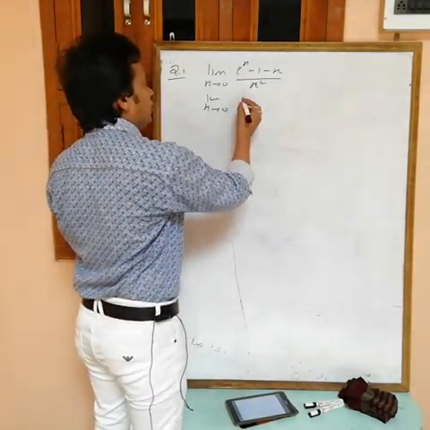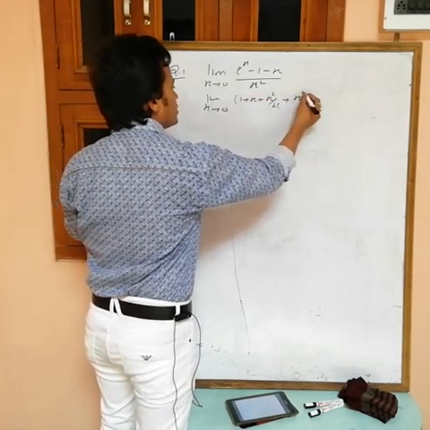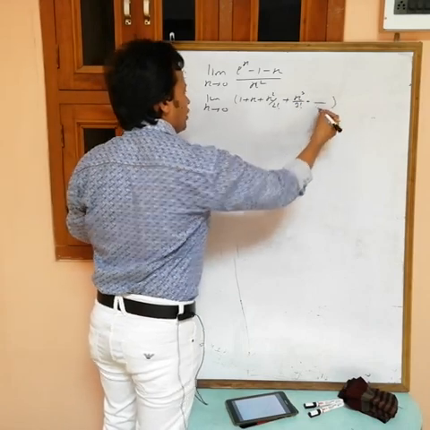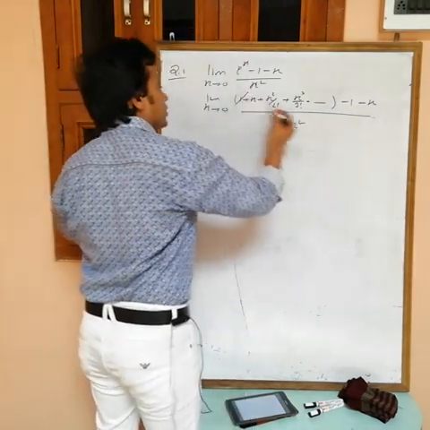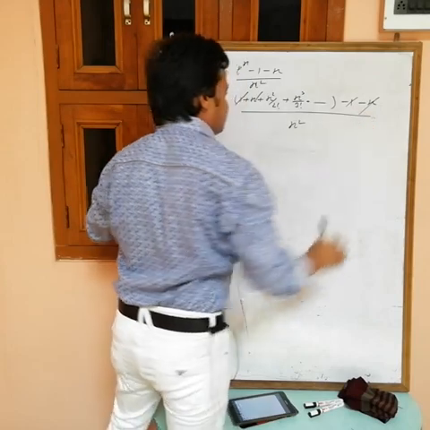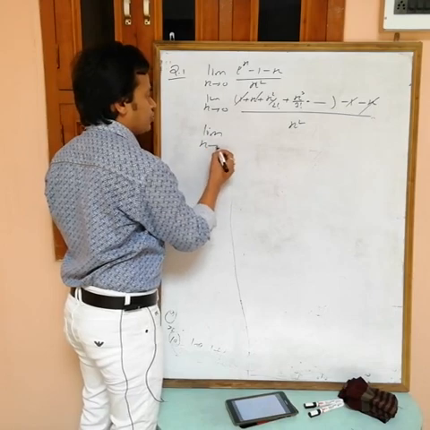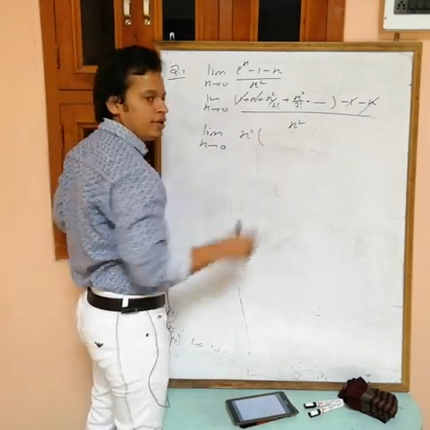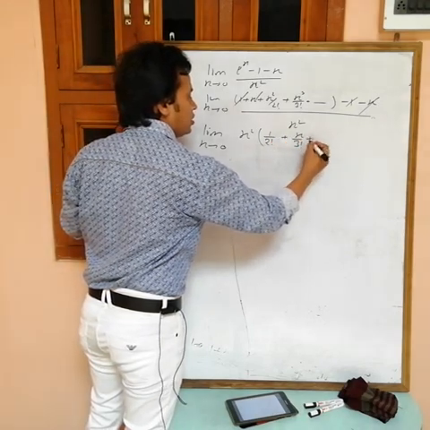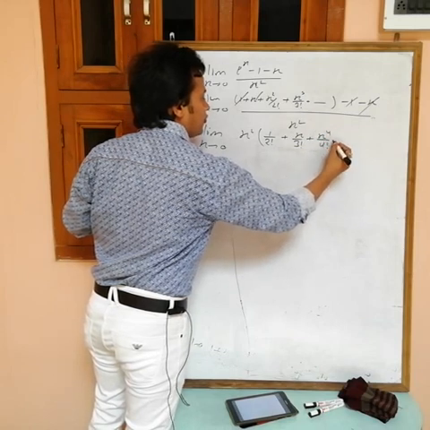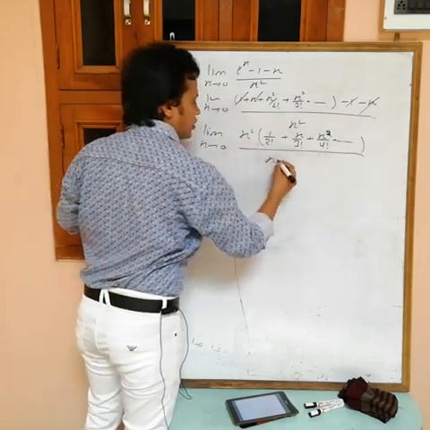So write the e power x value, that is 1 plus x plus x square by 2 factorial plus x cube by 3 factorial, minus 1 minus x, by x square. Now see, 1 cancels out, x cancels out. Now limit x tending to 0. In the numerator I can take common x square, then what remains? 1 by 2 factorial plus x by 3 factorial, next you will get x square by 4 factorial, up to infinity, by x square.